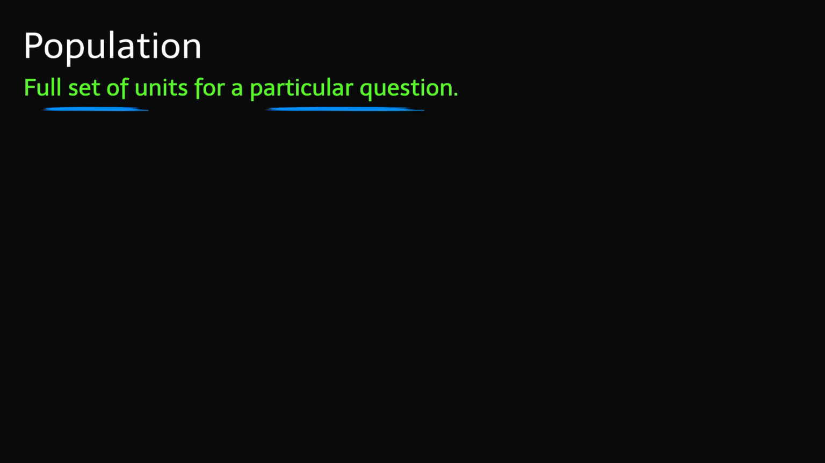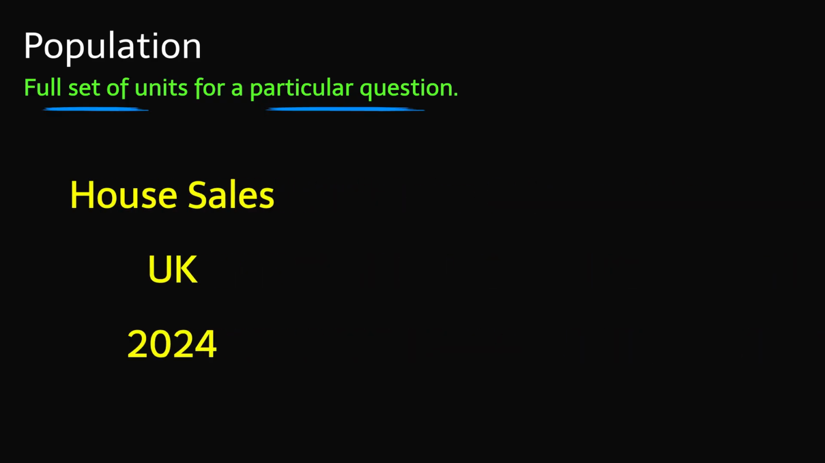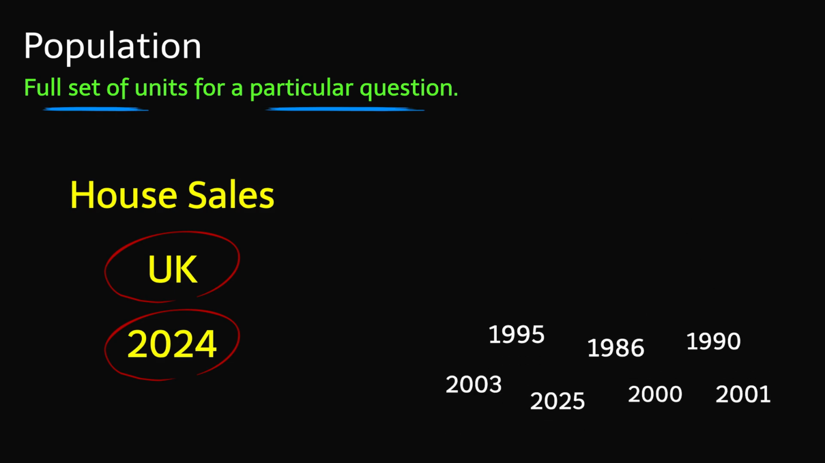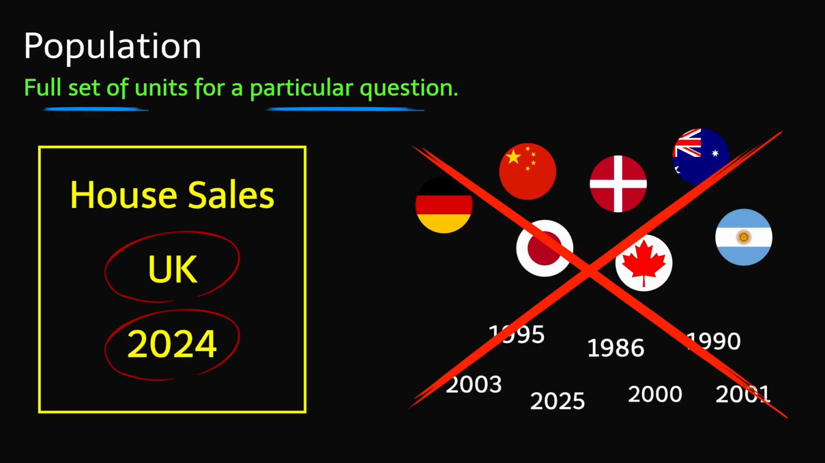For example, if our question is about UK house sales in 2024, the population is all house sales in the UK during 2024. Because the question is explicitly limited to that year and country, we don't need transactions from other years or places for this population. It is important to define the population frame for our research question. The population equals all units contained in that particular frame.